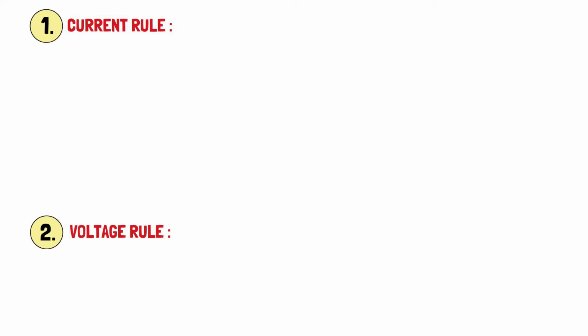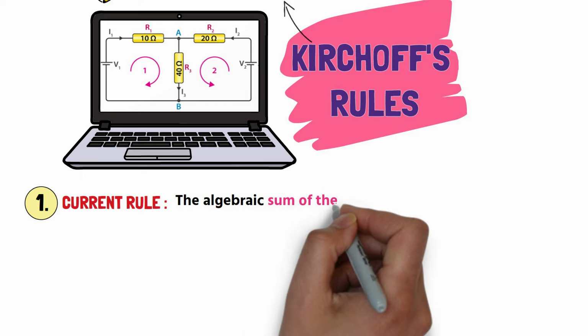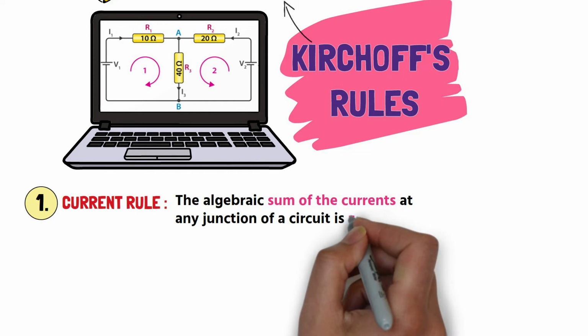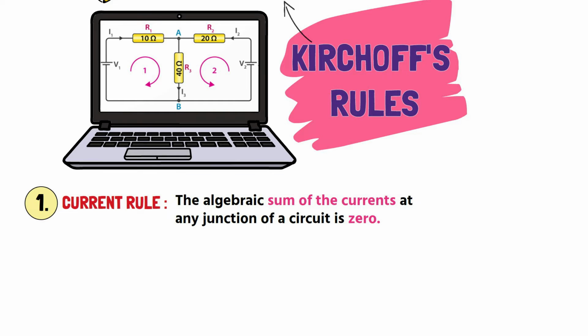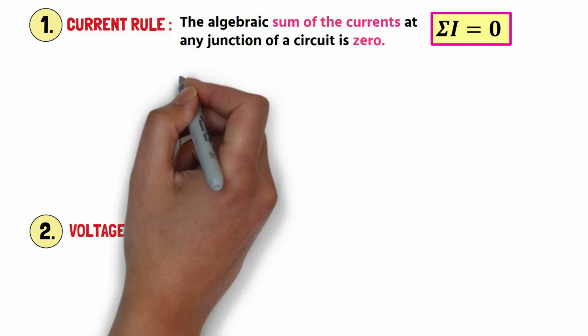Jadi, apa itu current rule? So, current rule is actually the algebraic sum of the currents at any junction of a circuit is equal to 0. Total current at any junction equal to 0. Boleh faham ke? Tapi jangan risau. Di sini saya bawakan satu contoh.